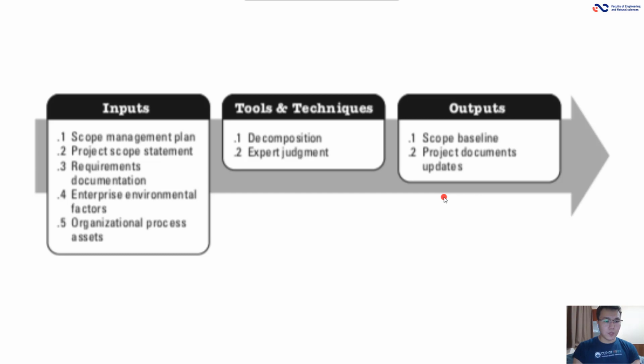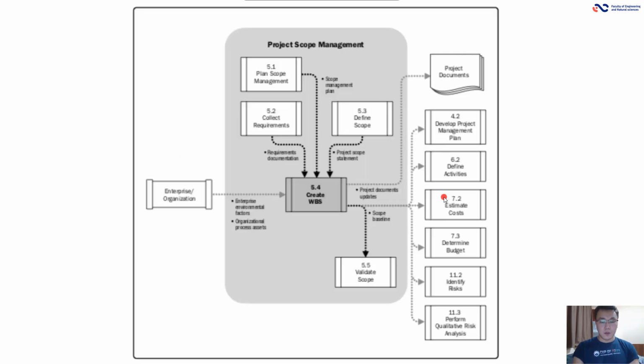Here in inputs you have scope management plan, project scope statement, requirements documentation, enterprise environmental factors, organizational process assets. In tools and techniques, decomposition, expert judgment. In outputs you have scope baseline and project documents updates. Here's a workflow of creating WBS.